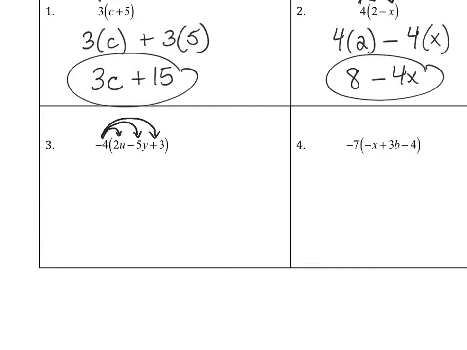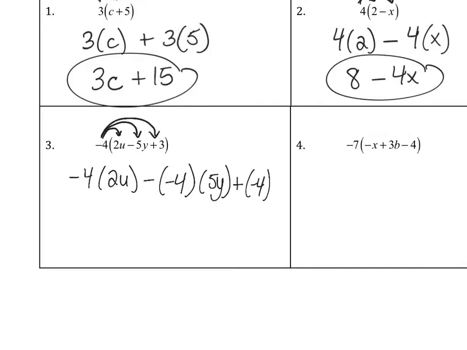So first, if I write this out, I have negative 4, and I'm going to use parentheses, times 2u. And then I have a minus, and I'm going to use parentheses here, negative 4 times 5y plus negative 4 times 3. And all I did was I kept the signs that were inside, and then I just distributed that negative 4 in, and I put parentheses around it to indicate that I want to multiply.